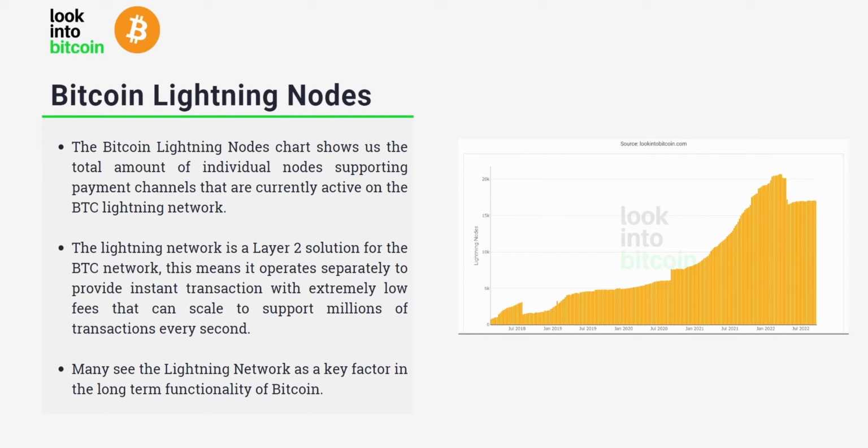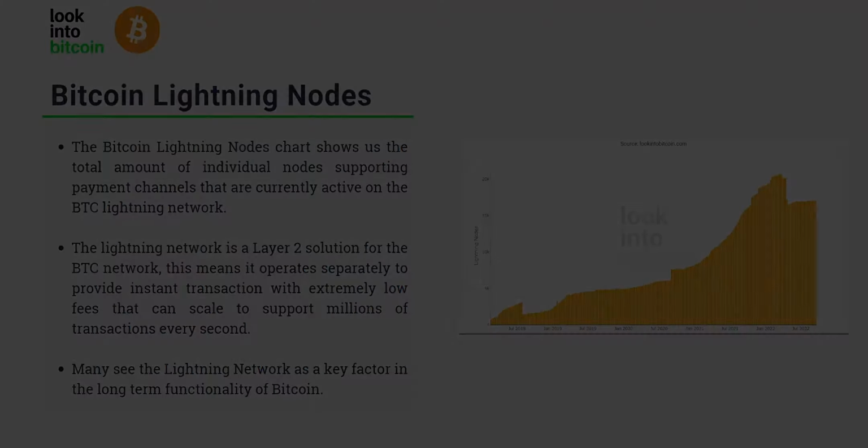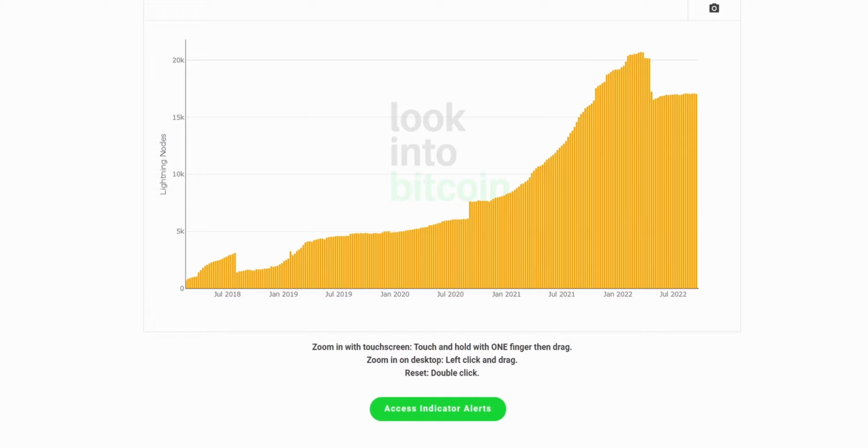And as discussed, as the Lightning Network operates separately to provide instant transactions with extremely low fees, it can support millions of transactions every second, and many see the Lightning Network as a key factor in the long-term functionality and usability of Bitcoin.